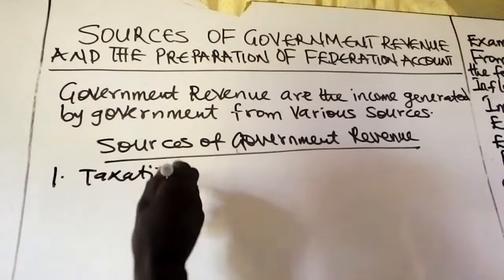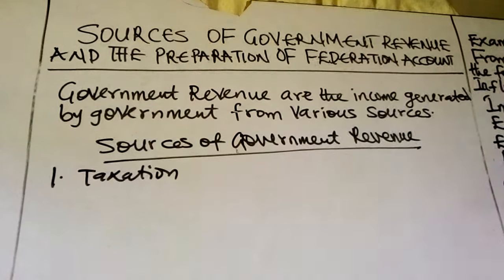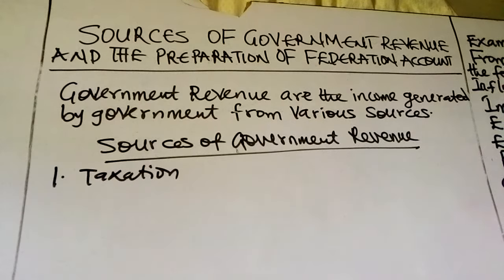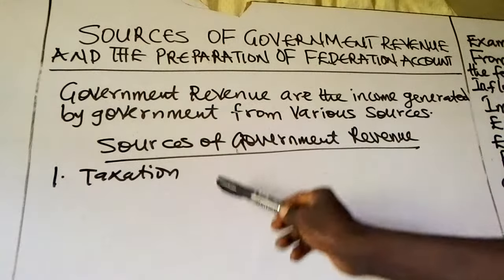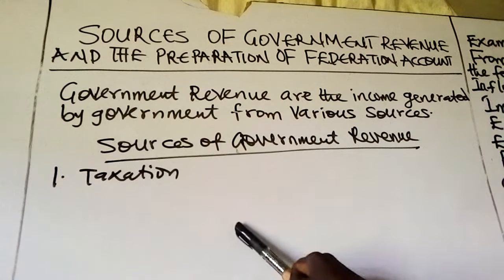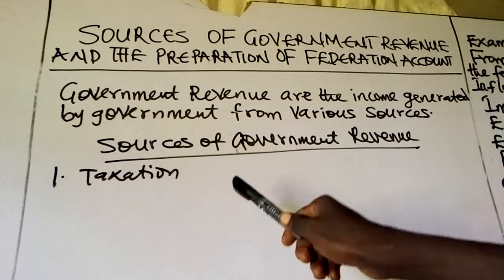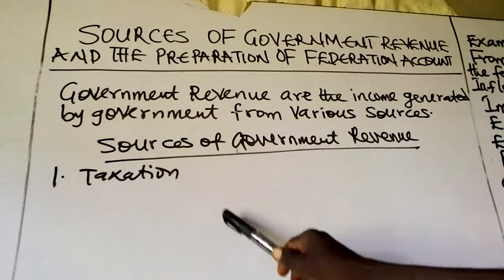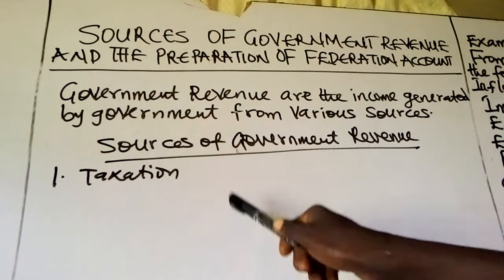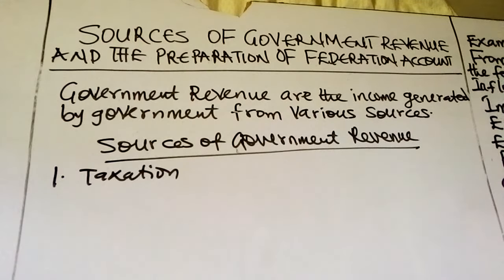Taxation is the number one source of revenue to government. Taxation is the compulsory levy imposed by the government for which citizens receive no direct benefit in return.